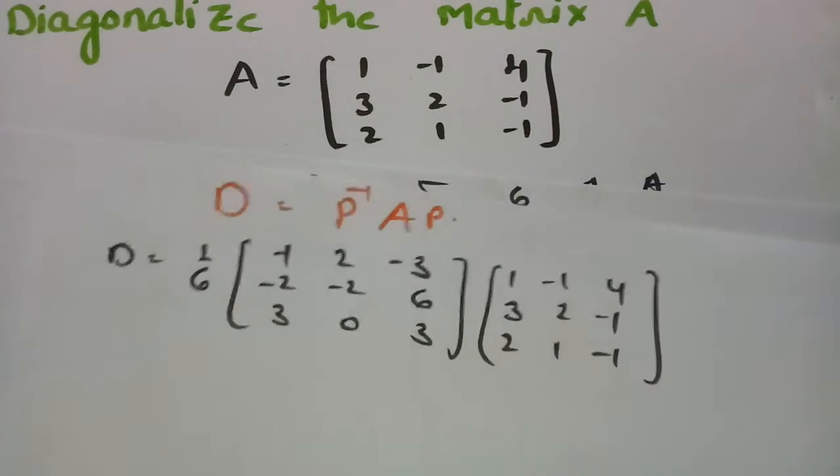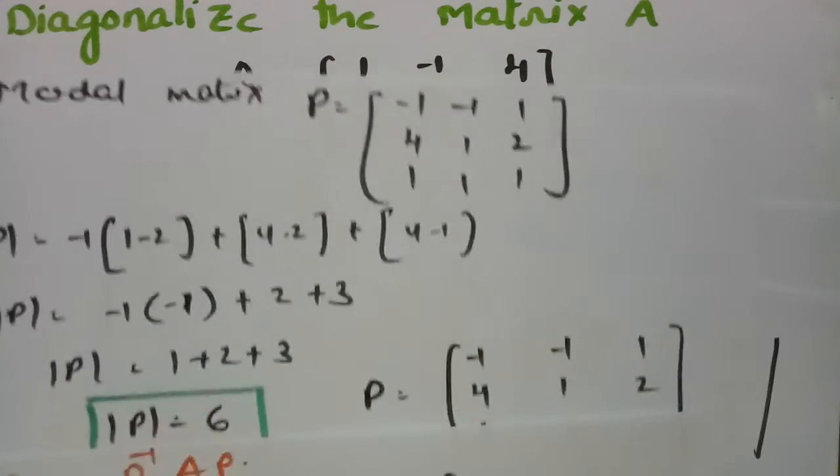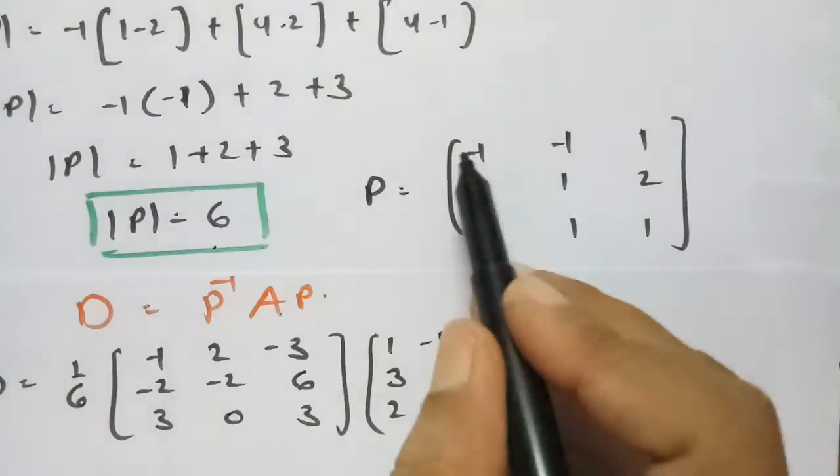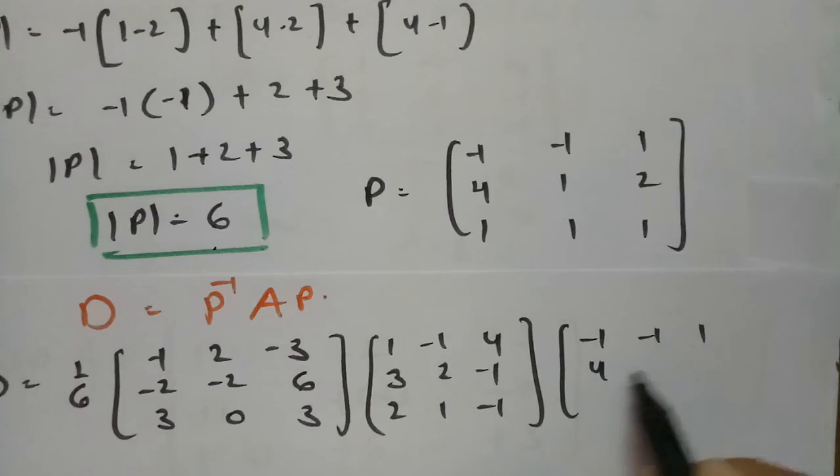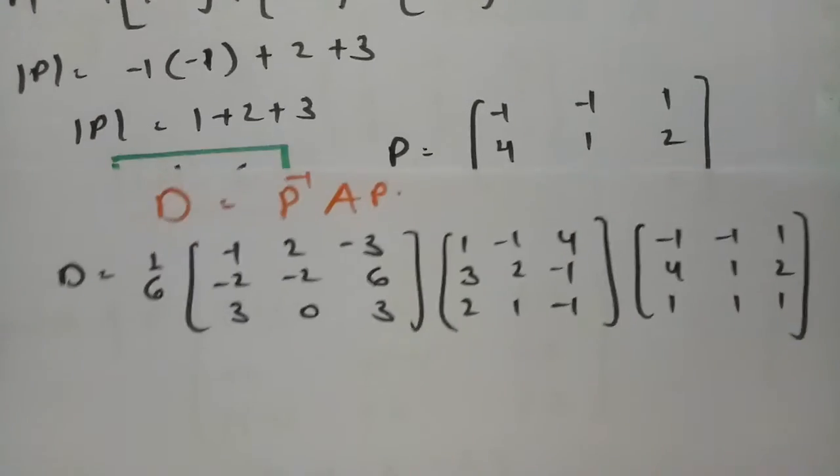And next one, P. So what is the P? P is nothing but the modal matrix. So P is nothing but minus 1. See here, minus 1, minus 1, 1. This is 4, 1, 2. This is 1, 1, 1. Now I have to multiply.